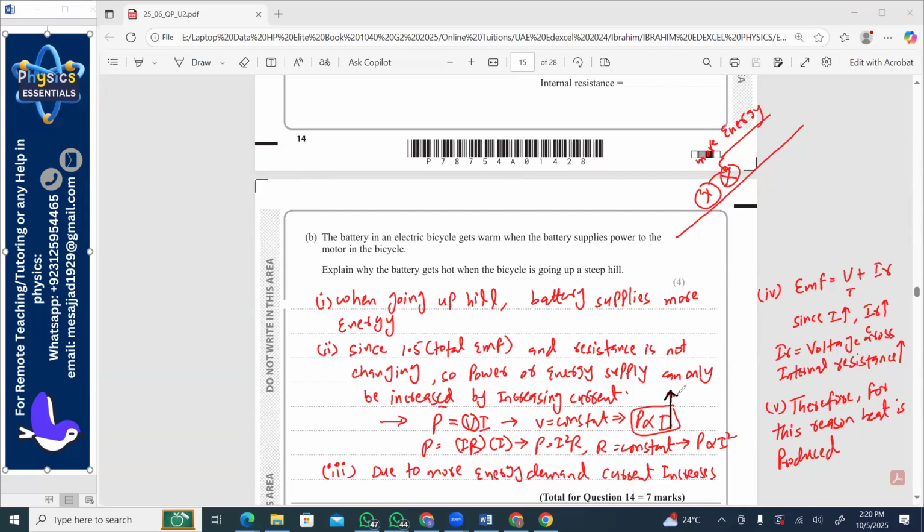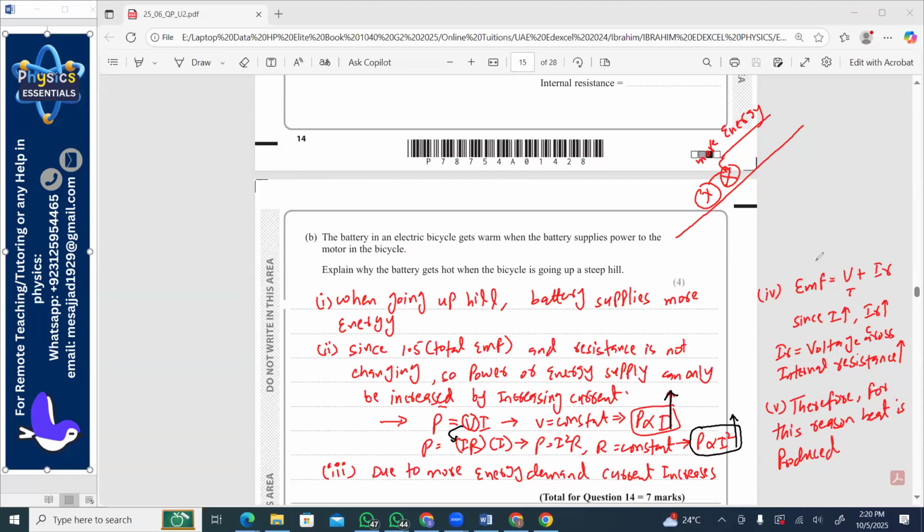Secondly, power is voltage into current, and if you put voltage as I into R, so power is I squared R. Again, the resistance is constant. So when the resistance is constant, there is only one way to increase the power, which is by increasing the current.